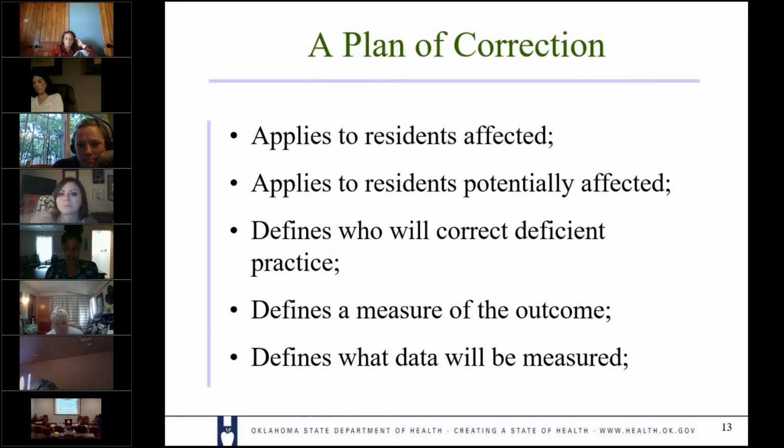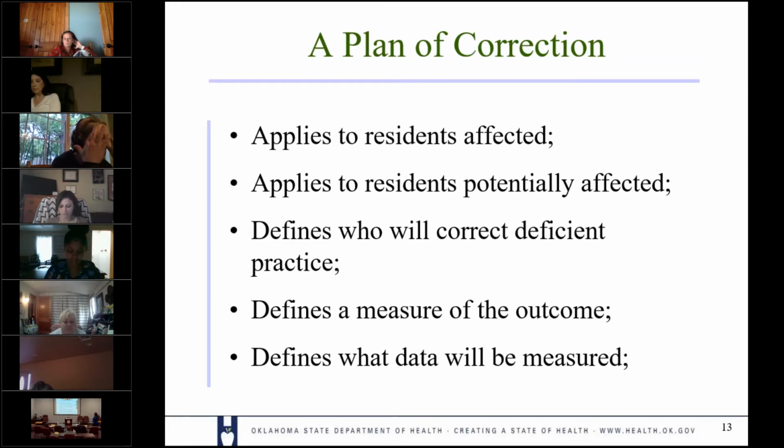The plan of correction applies to the residents affected, and it applies to the residents potentially affected. It defines who is going to correct a deficient practice. Like, you're going to have to assign somebody to do some things. It can't just be the facility will do this, because that does not hold anybody accountable. It could say the facility will do this by so-and-so doing this, not the person's name, but their title. It defines who will correct a deficient practice, and defines a measure of the outcome.